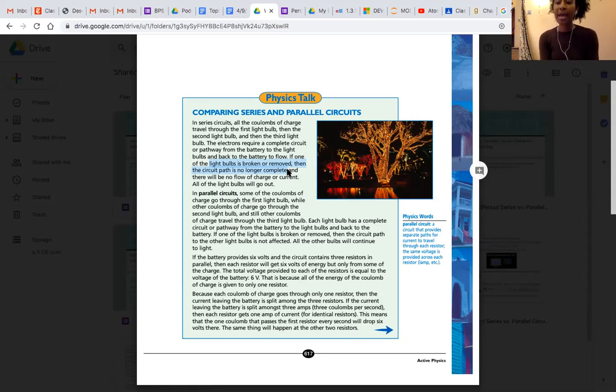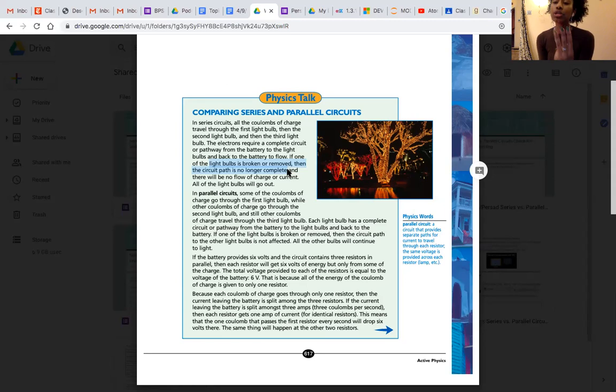Now, in parallel, when we have 3 different lines, right? If this light bulb stops working, it doesn't matter because this light bulb is getting its own source of energy, and so is this one. The coulombs of charge have their own lines. So even if this one is not working, that's okay, right? Just like we were saying, if one line at Stop and Shop is not moving, does that affect your line?